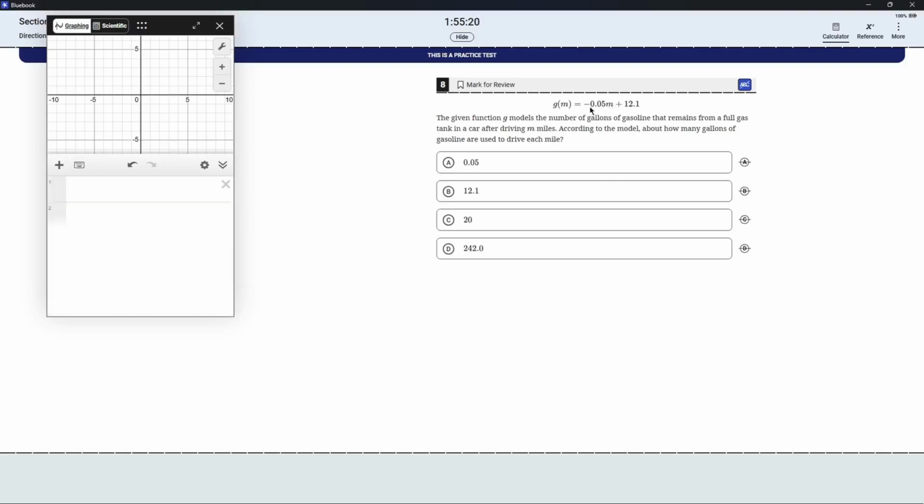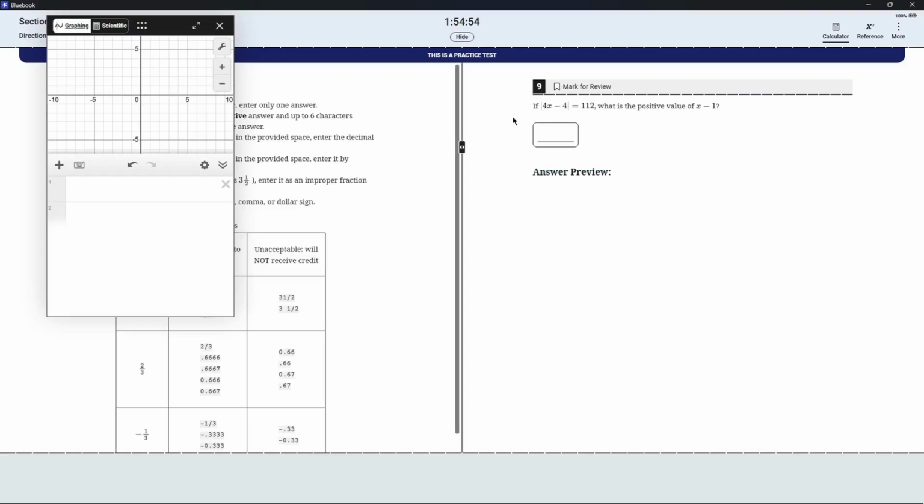And if you look right here, m is next to negative 0.05 because every mile we're using 0.05 gallons of gasoline. That's why there's a minus, because you're using it, so it decreases the total gasoline. So the answer would be 0.05 because we're looking for how many gallons of gasoline are used to drive each mile, which is right here, 0.05.